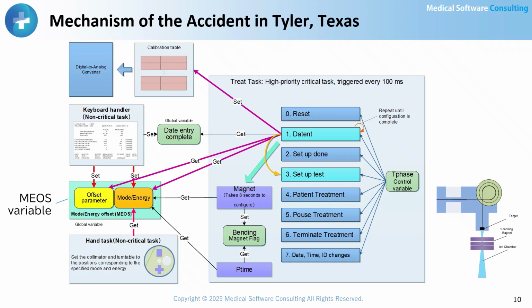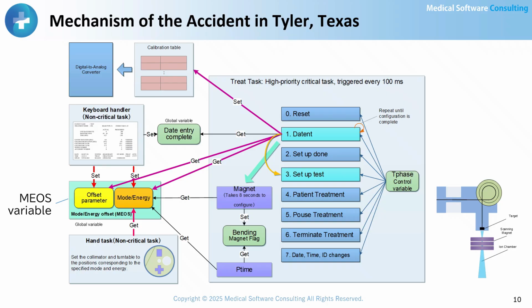In this case, the prescribed dose was 180 rads of electron beam radiation. The operator was supposed to enter E, which would set the MEOS variable to electron beam mode. However, she mistakenly typed X and then immediately moved the cursor back to correct it to E. As a result of this sequence, the upper byte of the MEOS variable was set for electron mode, while the lower byte retained the offset setting for X-ray mode. This created a discrepancy between the operator's final intended settings and the values actually stored inside the computer.